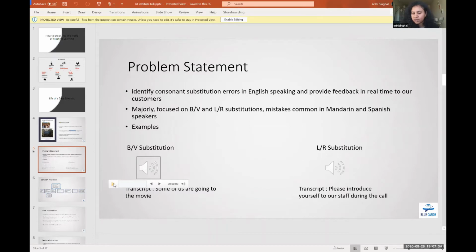Some of us are going to the movies. If you heard that, the person said "some of us are going to the movies" with the wrong sound instead of "movies". That's a problem with Mandarin speakers.